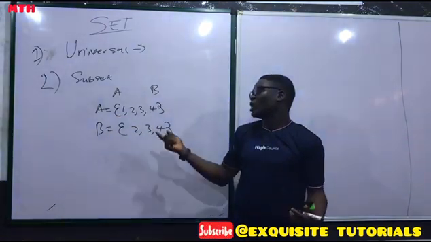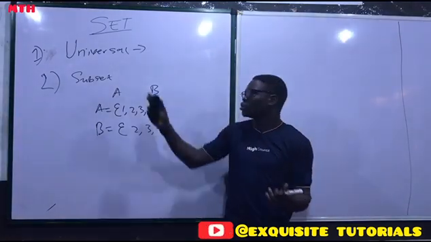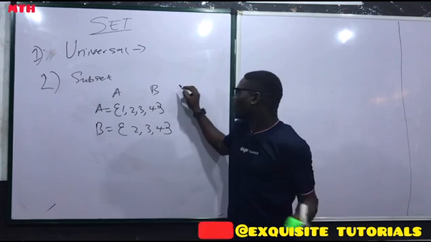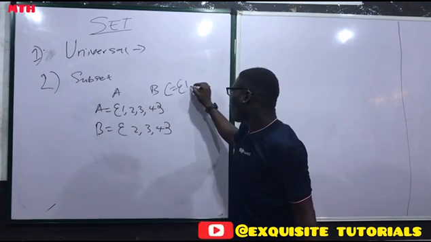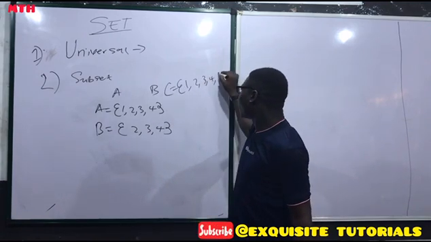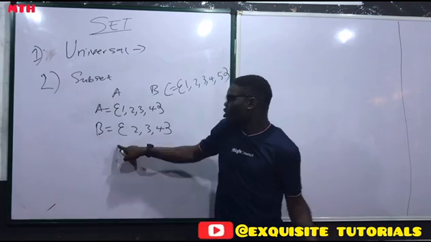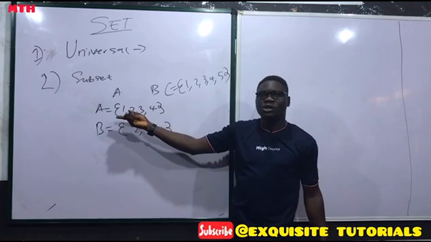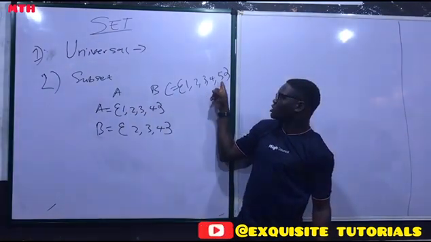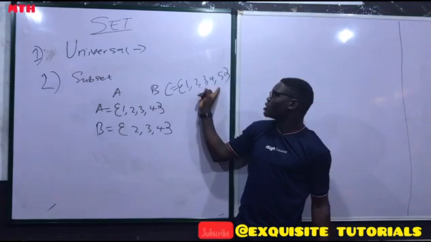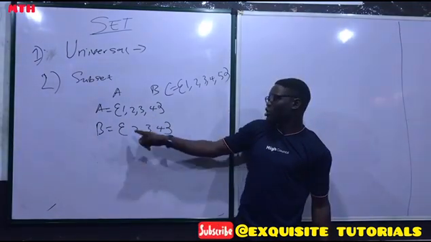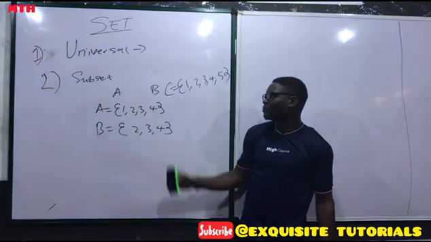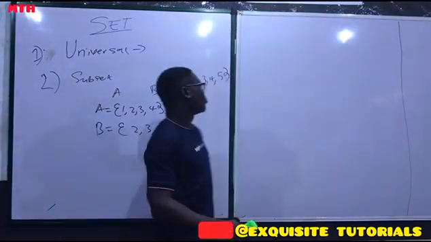Sometimes we can use subset interchangeably, even if we're not talking about universal sets. We can say this is a subset of A. Let's say we have another set C: 1, 2, 3, 4, 5. We can say that A is also a subset of C, because everything in A is inside C. But there's something in C that is not inside A. So B is a subset of A, while A is also a subset of C. So that's for subset.